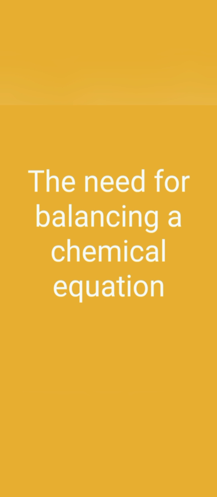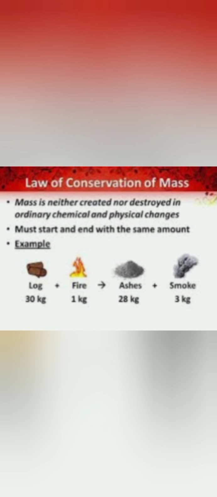Matter can neither be created nor be destroyed, it can only be transformed from one form to another. A chemical reaction is just a rearrangement of atoms, and the atoms themselves are neither created nor destroyed during the course of chemical reactions. So a balanced chemical equation is H2 plus Cl2 to form 2HCl.